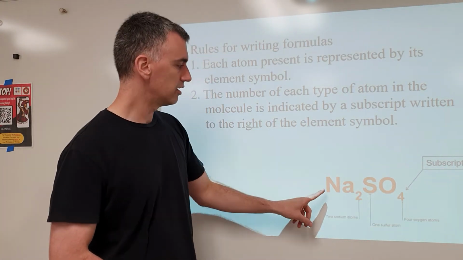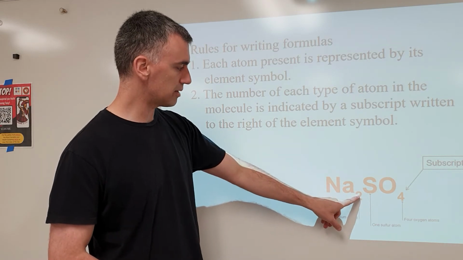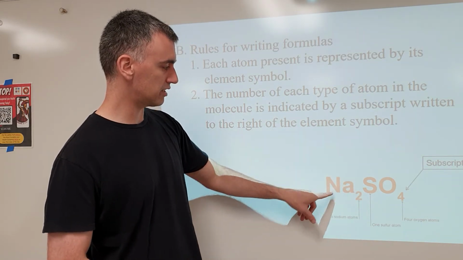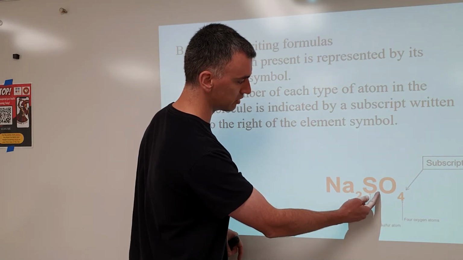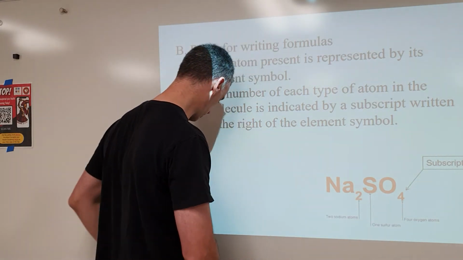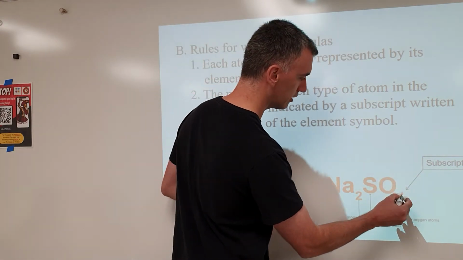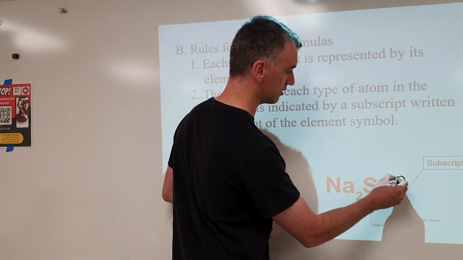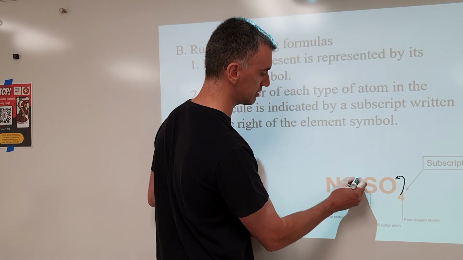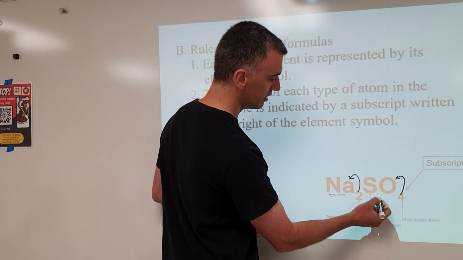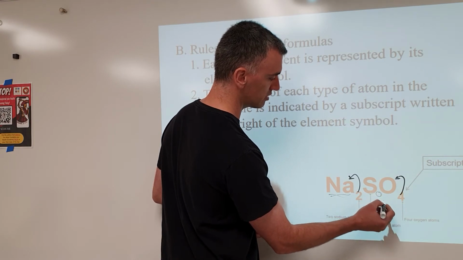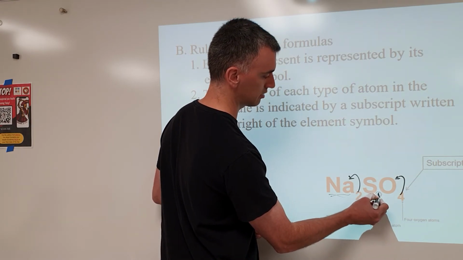This tells you 2 sodium atoms. The subscript only talks about the atom that comes before. So this says 2 sodium atoms. See how there's no subscript here, but a 4 here? This 4 is only for the oxygen that's right next to it. So in other words, it's only for the element next to it, because this is one element right here. This one doesn't have a subscript, which means we assume it means 1.